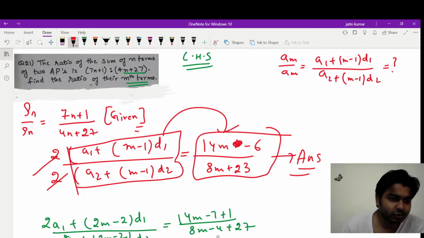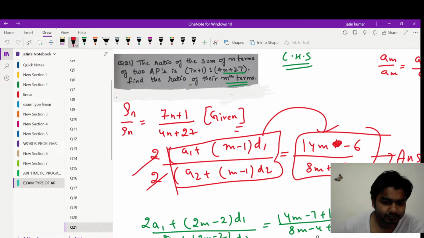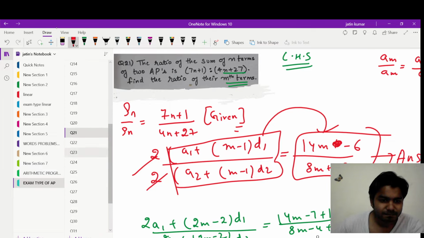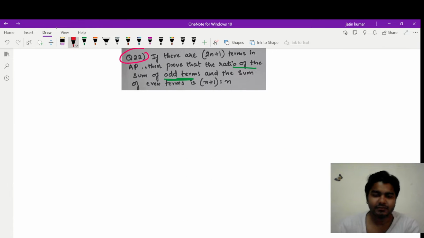We will move on to question number 22. Question number 22 says, if there are 2n plus 1 terms in AP, then prove that the ratio of the sum of odd terms and the sum of even terms is (n plus 1) ratio n.